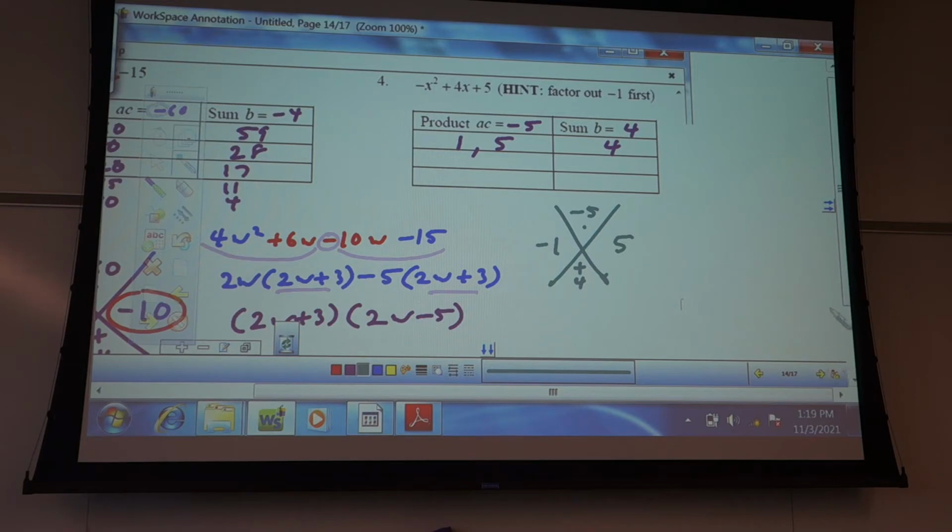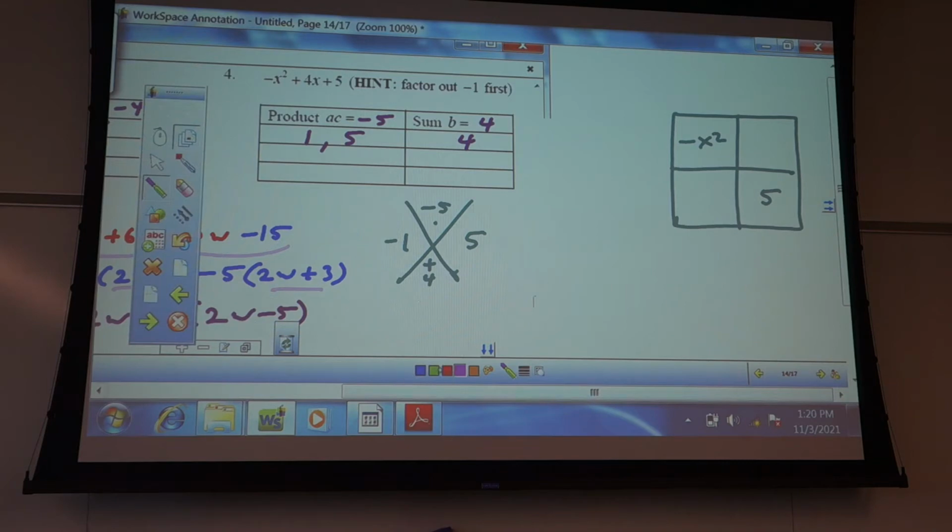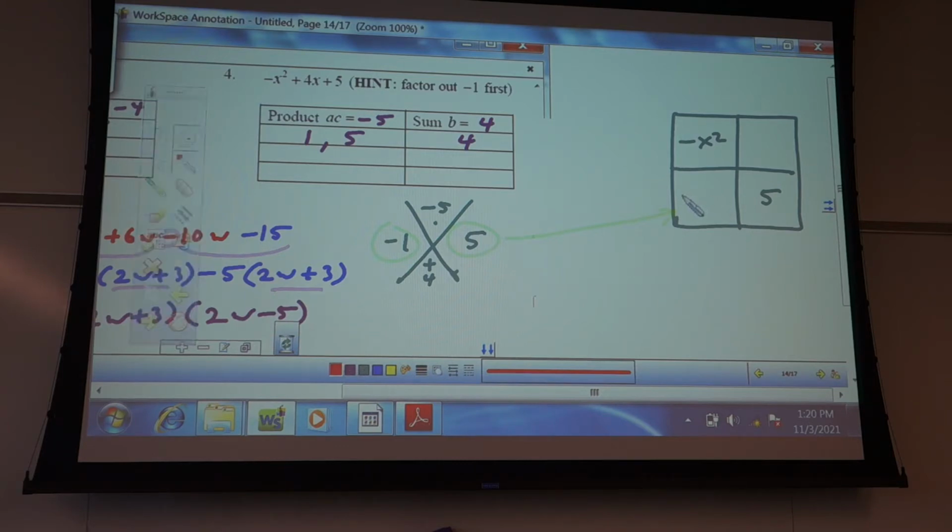All right, so here, I'm going to make my box. Here's my box. And again, the first one goes in the first one, -x squared. Last one goes in the last box, 5. And then these fellas here go into these other spots. Right, so I'm going to have -1x and 5x.